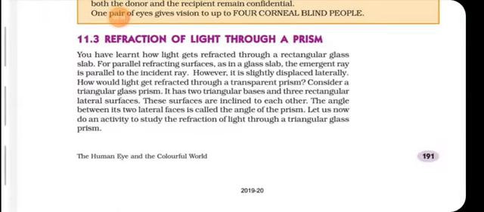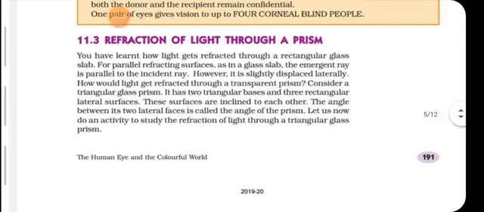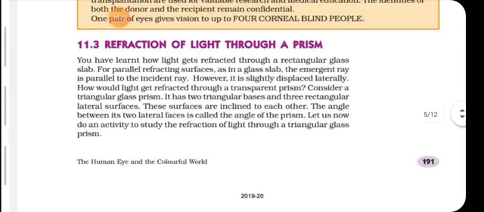Okay, so fine. Now we will start the new topic, and that is refraction of light through a prism. Refraction of light through a glass prism. As we have studied in the refraction of light, whenever light travels through any transparent medium, it bends. Generally, when light travels from a thinner medium to a thicker medium, it moves away from the normal.